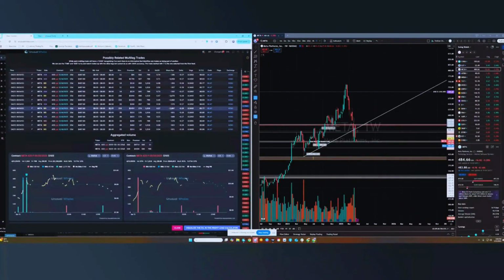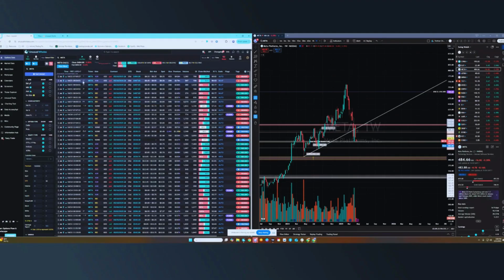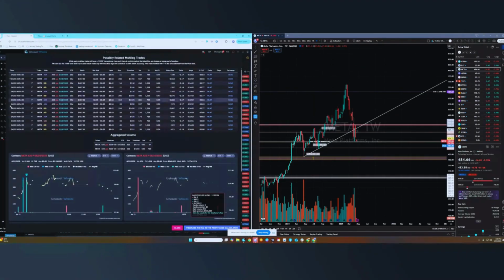This is a credit spread. They're selling the closer to the money calls and buying the further out of the money calls, or selling the closer to the money puts and buying the further out of the money puts. That means it's a credit spread, which is net bullish. So we're going to ignore those. We're also going to take a peek here.